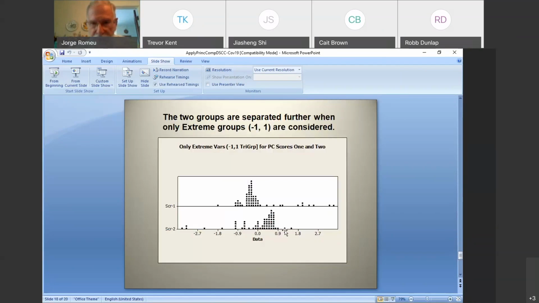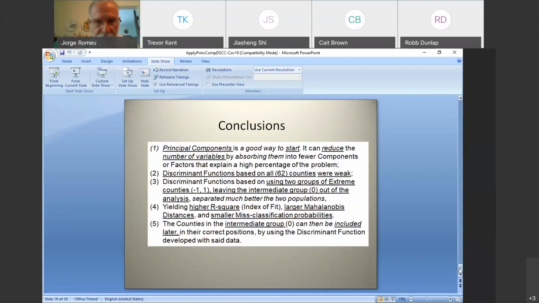This is a graph of the separation through the Fisher discriminant functions. The conclusion is that principal components are a nice way to start. You can summarize your variables, or select which ones are the better, and discriminant functions allow you to separate your regions, your counties, between those that are safe to open and those that should wait a little bit longer.